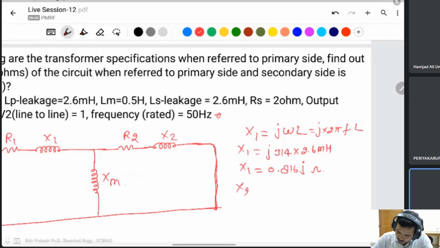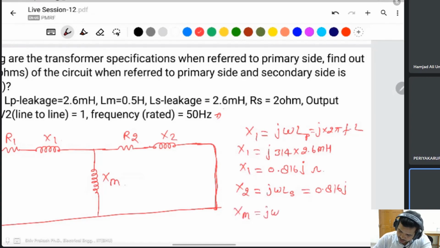Same thing you can calculate X2. X2 is j omega LS, the secondary side leakage. LS is 2.6 millihenry. Same thing, referred to primary, same 2.6. Then this X2 is also 0.816. Same value. What is the Xm?